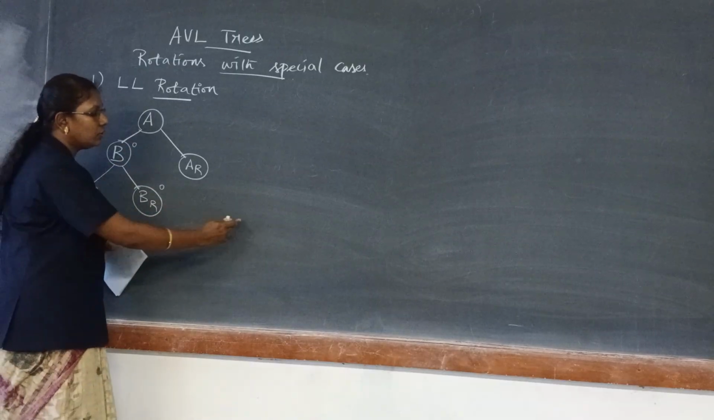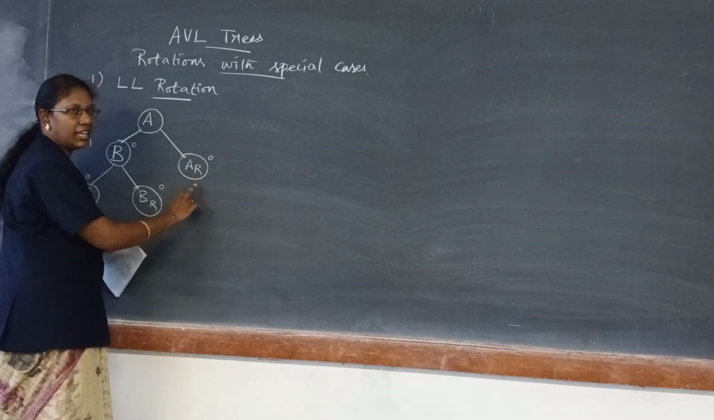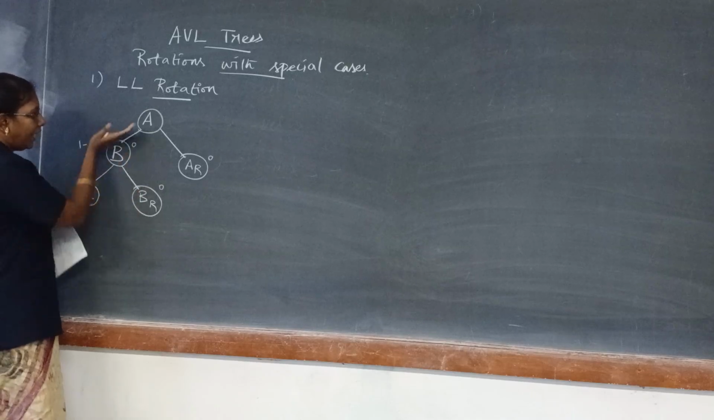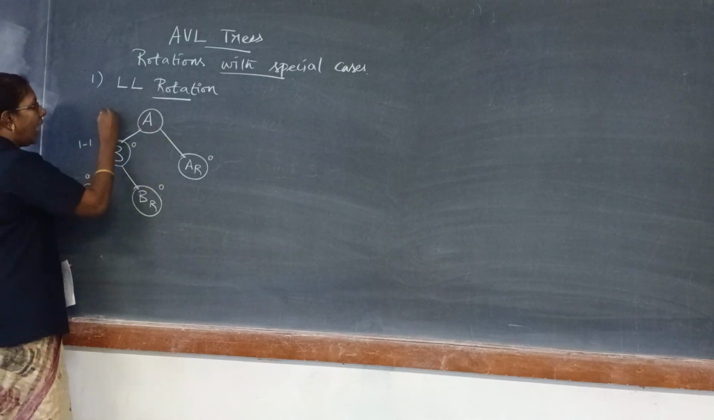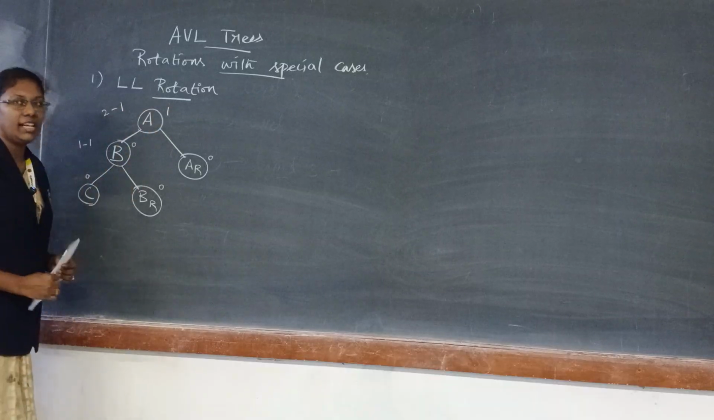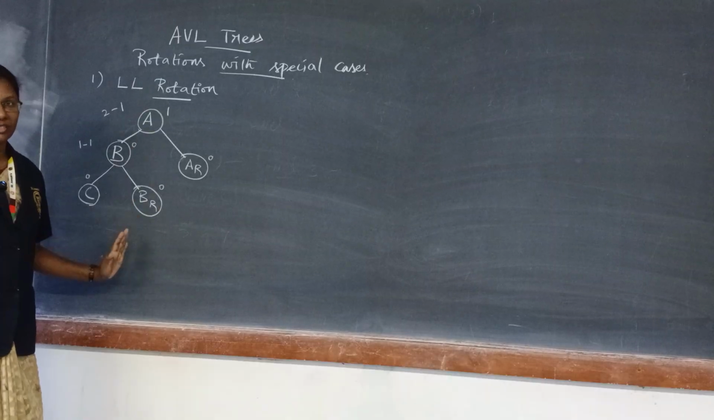And also here there are no children for this node, so the balance factor is 0, as we can consider this as a leaf node. Now for this node, the height of the left subtree is 2 and the height of the right subtree is 1, so 2 minus 1 is 1. So till now there is no imbalance in these nodes.